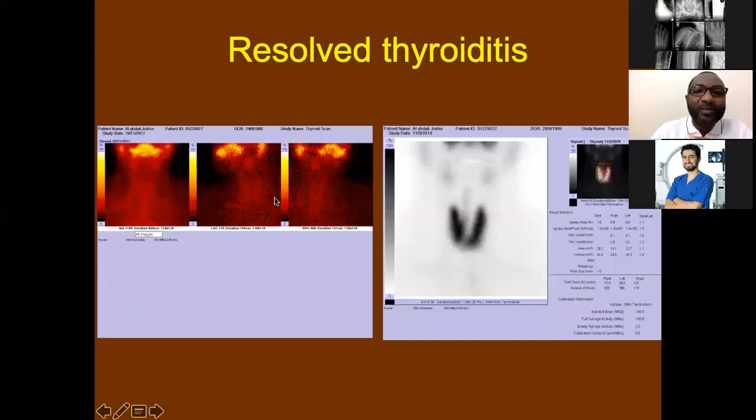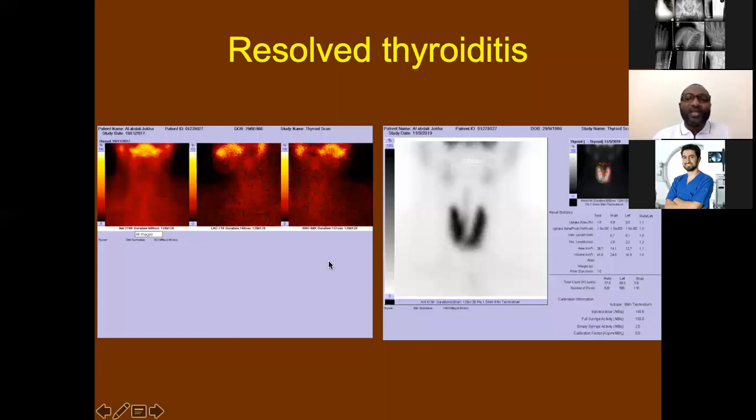So you can see there is completely non-visualization of the thyroid, despite the fact that the ultrasound shows a thyroid. So in this kind of circumstance, we will say this patient has a subacute thyroiditis. Now, after 1 year, the patient came in to do an ultrasound and a thyroid scintigraphy, and you can see that this patient has recovered completely. There is a normal uptake in both thyroid glands, and her uptake is about 1.8.